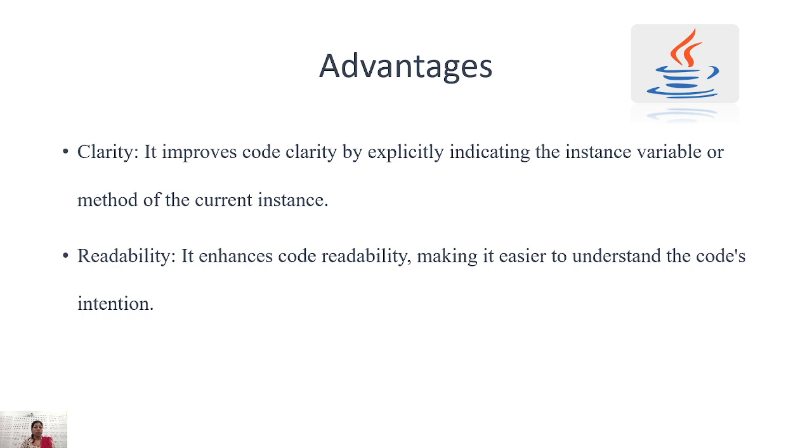Clarity. So this improves the code clarity by explicitly indicating the instance variable, like we have seen in the John example, right? So it will improve the code clarity. And next is readability. It enhances the code readability, making it easier to understand the code's intention, so what it is actually referring to will be clear from this keyword.